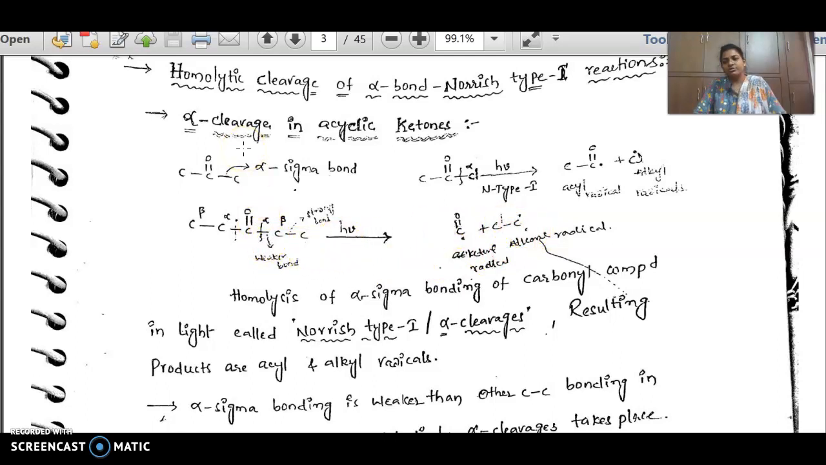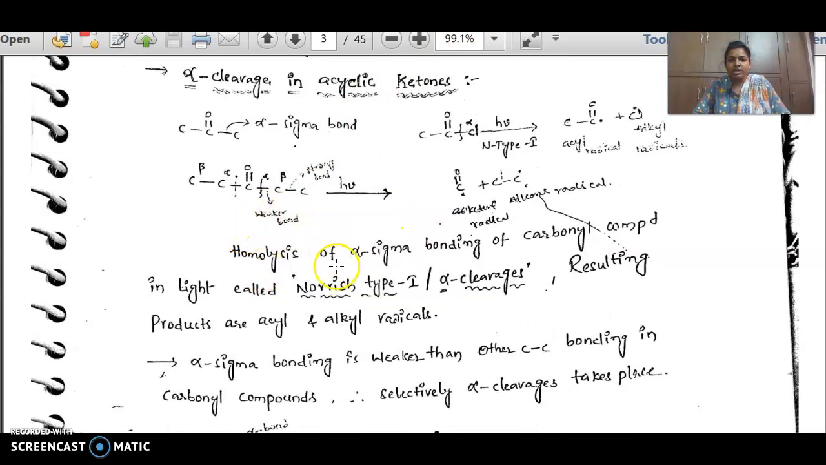These photochemical reactions are homolysis reactions. Homolysis means one bond has 2 electrons. After homolysis, both the atoms will get one electron. Those are free radicals. Homolysis always results in free radicals. All photochemical reactions will form radicals only.